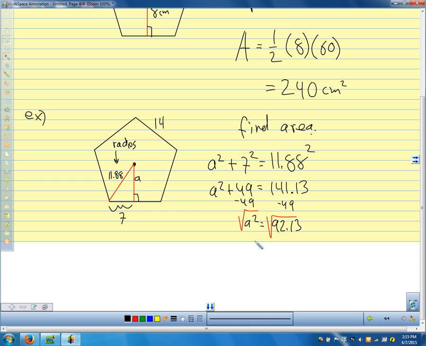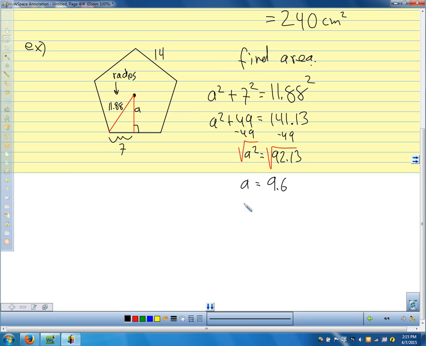And I get that the apothem equals 9.6. So now we have the apothem, we can find our area. So the perimeter equals, how do we find the perimeter? 14 times 5, which is 70. 5 times 10 is 50. 4 times 5 is 20.